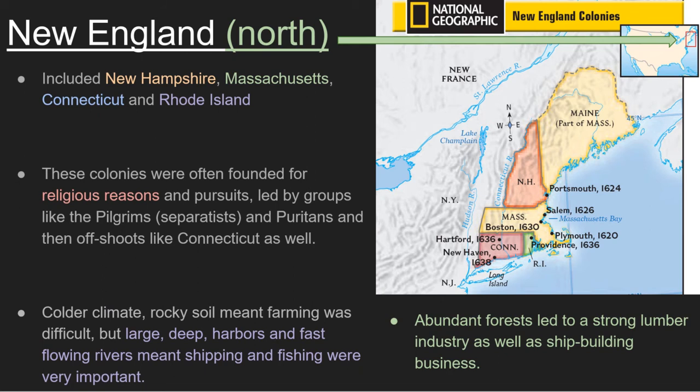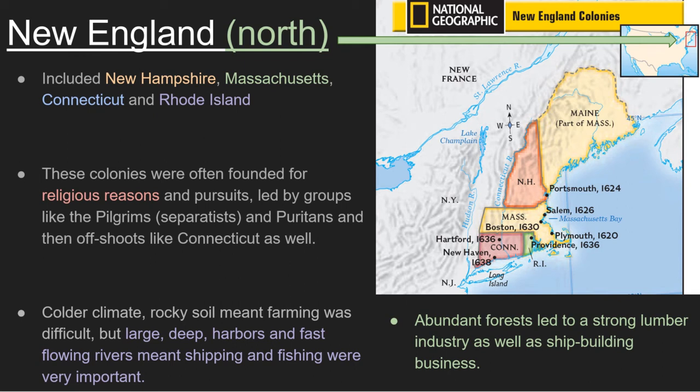All right, let's talk about the three different types of colonies. You have the New England colonies, which are the furthest north of the colonies. You can see on the map there. They include New Hampshire, Massachusetts, Connecticut, and Rhode Island. You don't have to memorize each one, but it's good to have an idea of which ones and where they are.